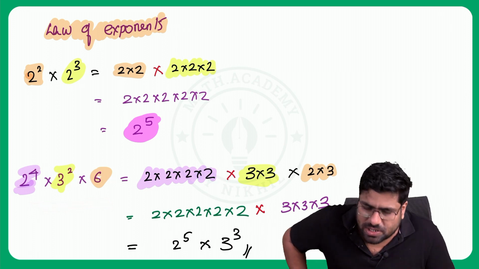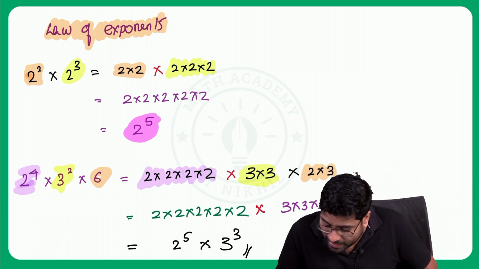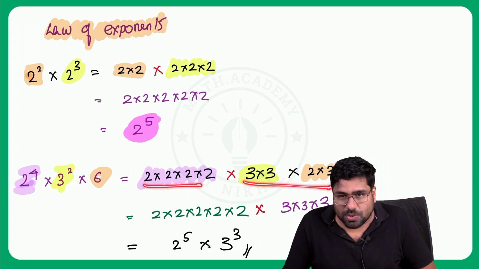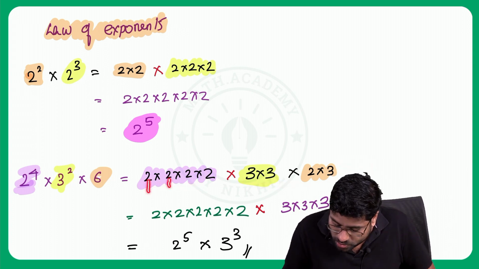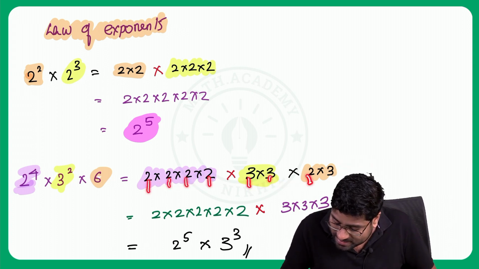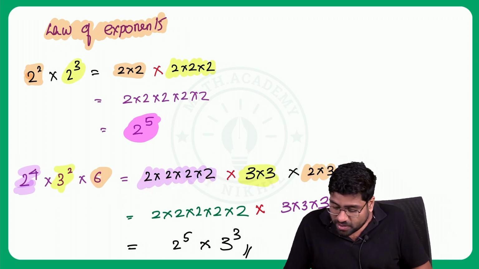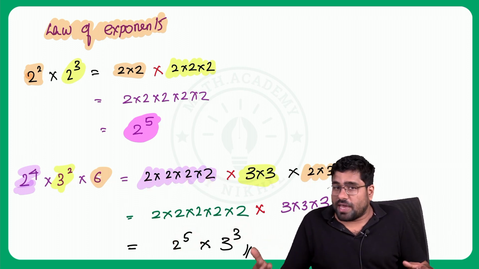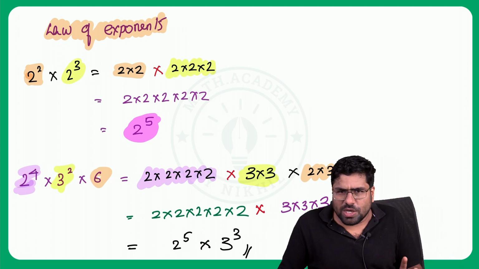And what is the catch here? Did you actually add the 2 and the 3's together? Like you add 1, 2, 3, 4, 5, 6, 7, 8. We did not do it like that. We did not write the whole thing as 2 to the power of 8 or 3 to the power of 8. No, we did not do that.